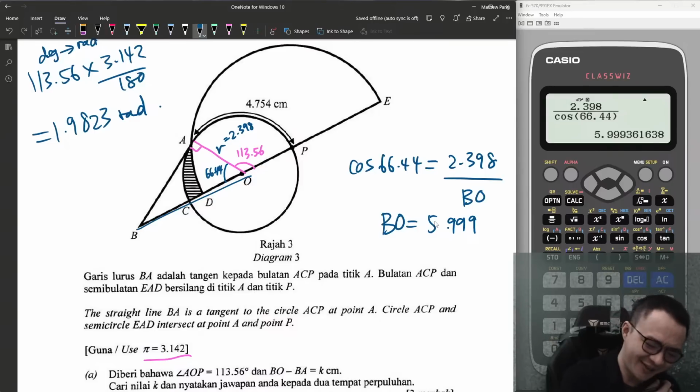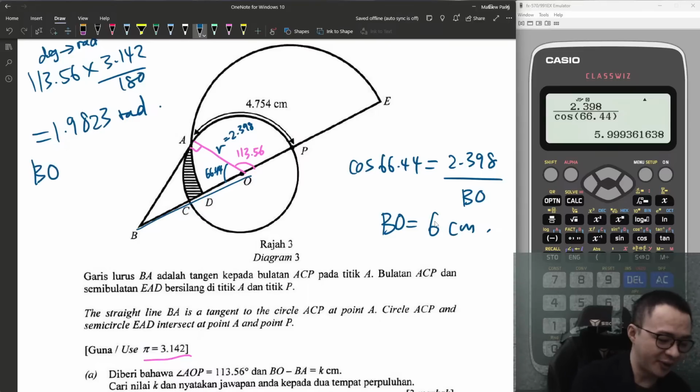5.999. Can I just say it's 2 decimal places? Should I just write a 6? I don't like this kind of value. I'll write a 6. Yeah, 6 centimeter.